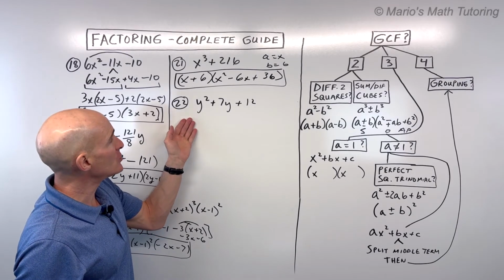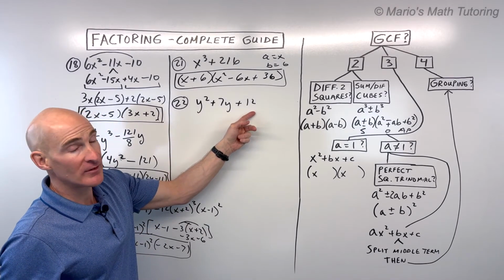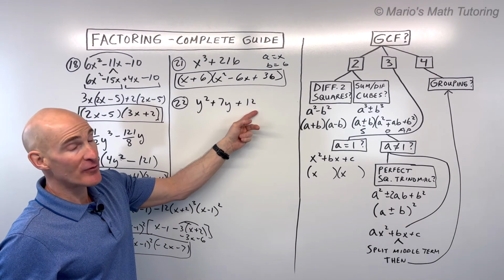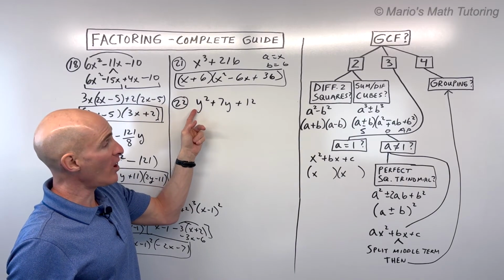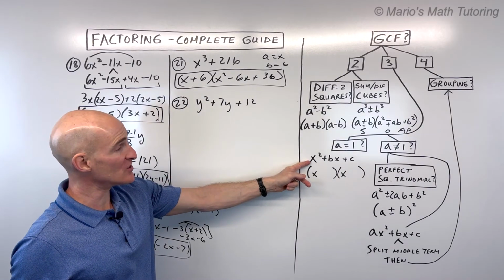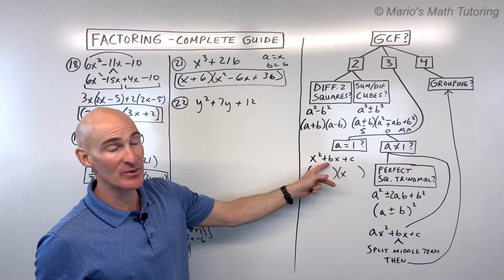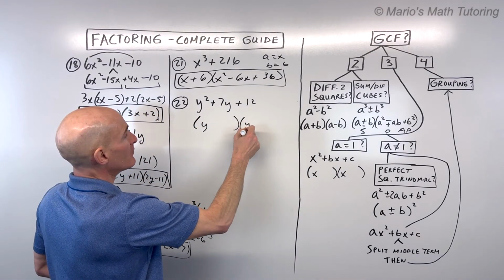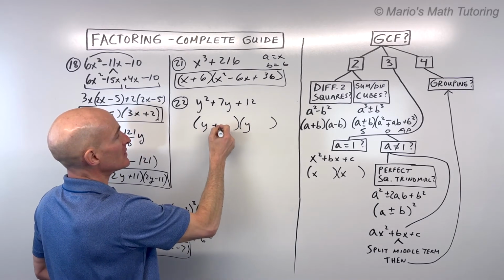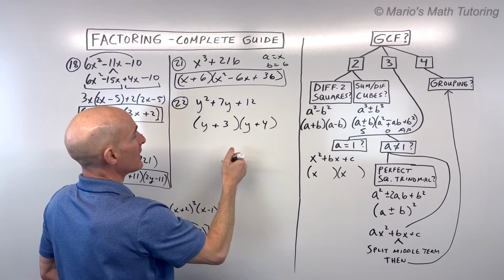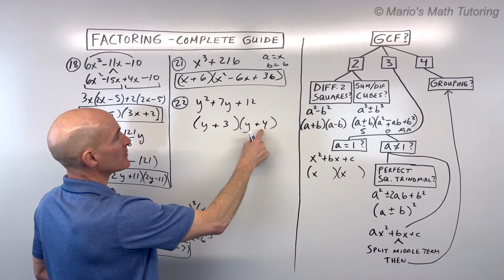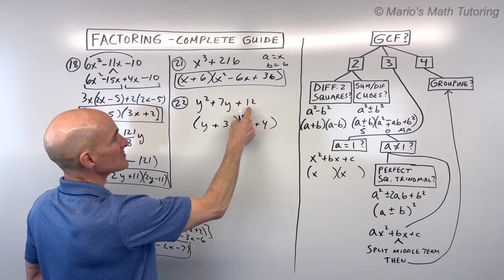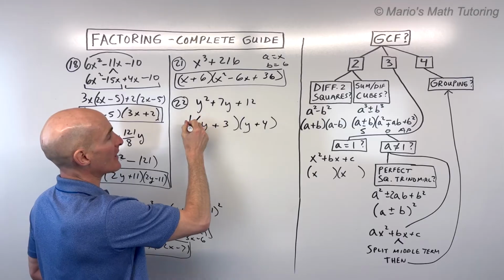And then for 22 now, we've got a trinomial. There's not a greatest common factor. The leading coefficient's 1. These are the easy ones. You just say what multiplies to c but adds to b, right? So what two numbers multiply to 12 but add to 7? That's just going to be 3 and 4. And again, you can check your work. See, 3y plus 4y gives you the 7y. This gives you 12, and this gives you the y squared back.